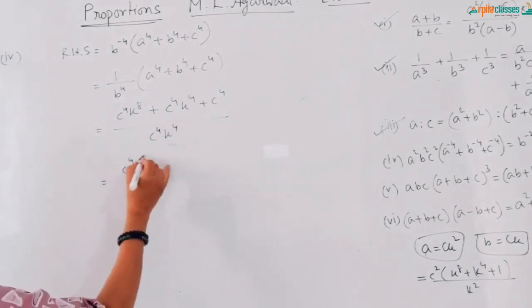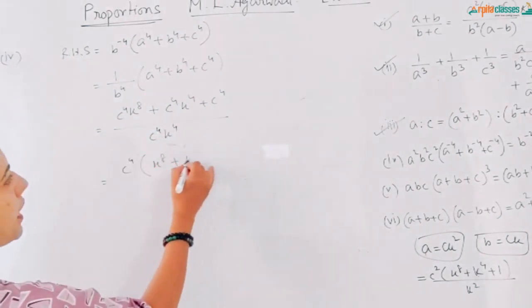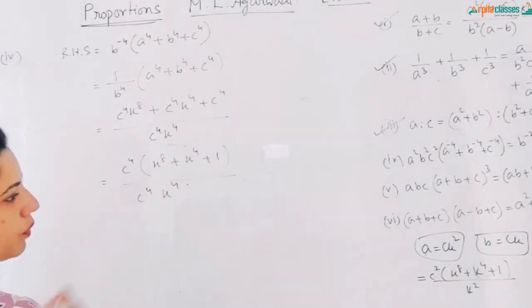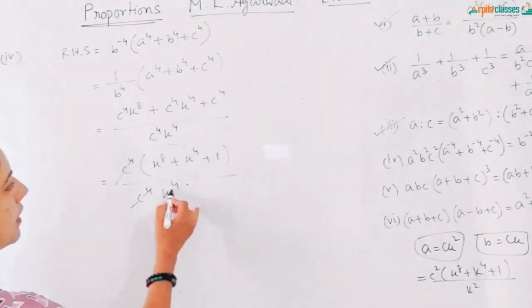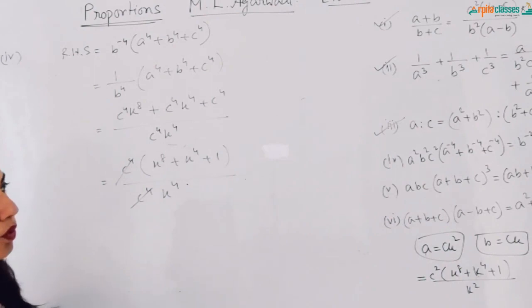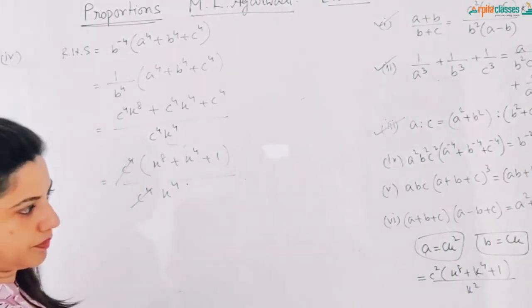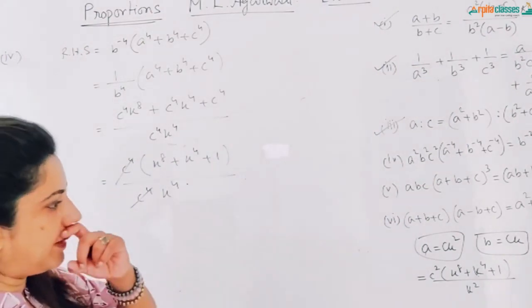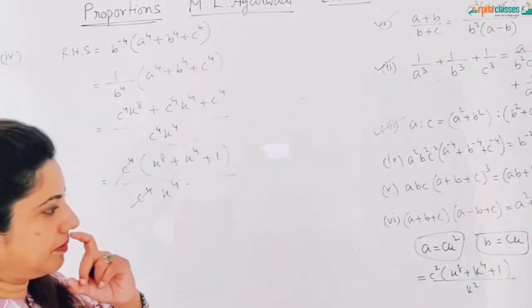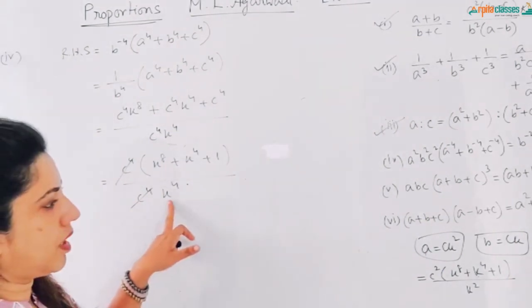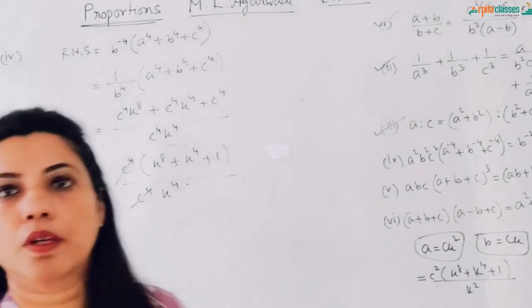From here I can take c^4 common, so it is k^8 plus k^4 plus 1 upon c^4 into k to the power 4. So this will get cancelled. It's only k to the power 4 here. So what we can do is, we got the numerator, c is equal to k upon b.